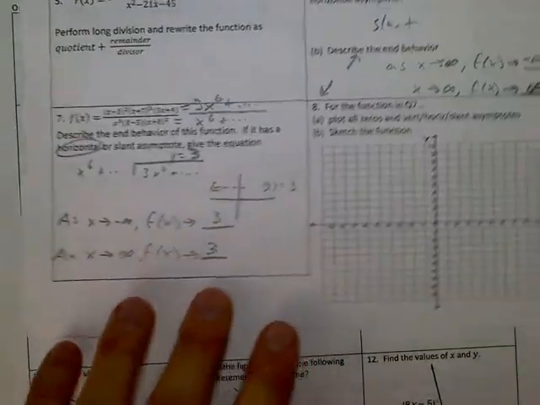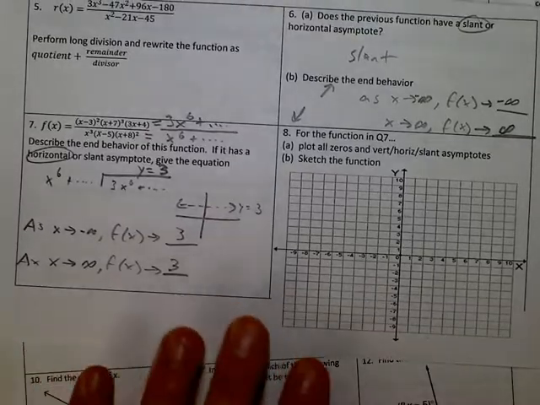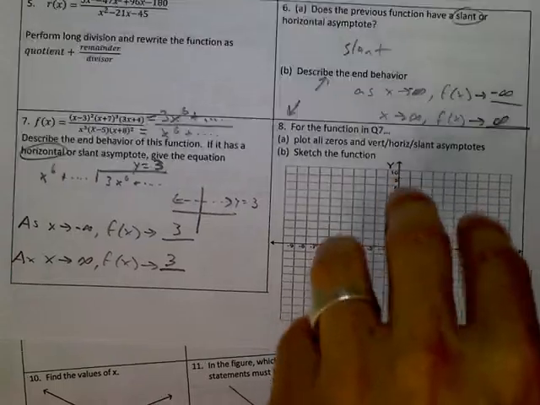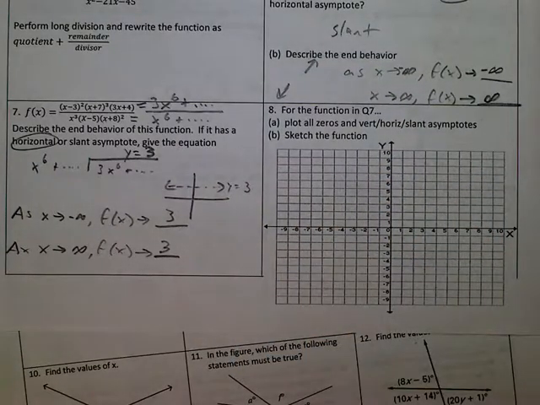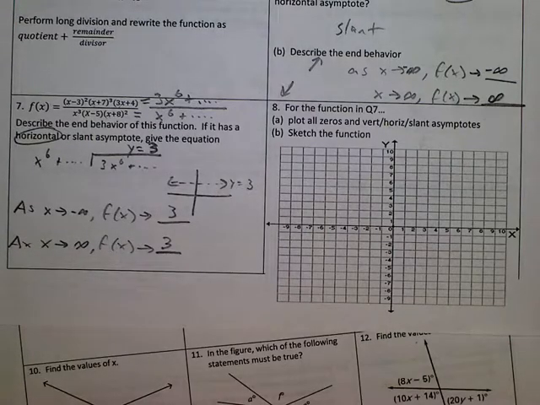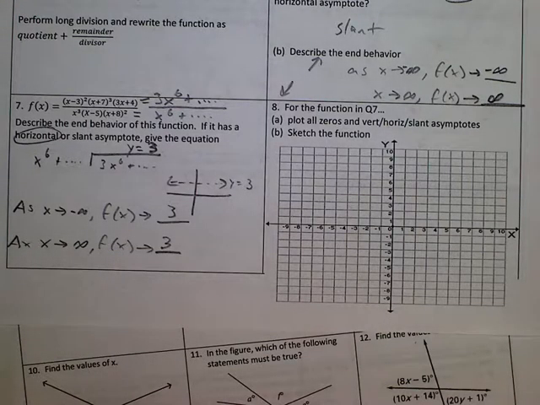So if we say something about there being a horizontal asymptote at y equals 3, as long as you know what it looks like, which is what we'll find out here. So number 8, we want to plot this function. There's a lot of stuff going on here. Let's take it one thing at a time.